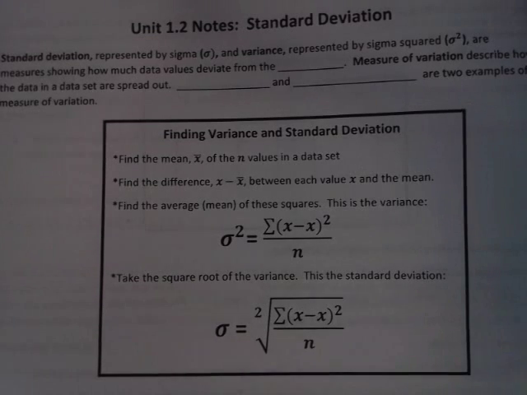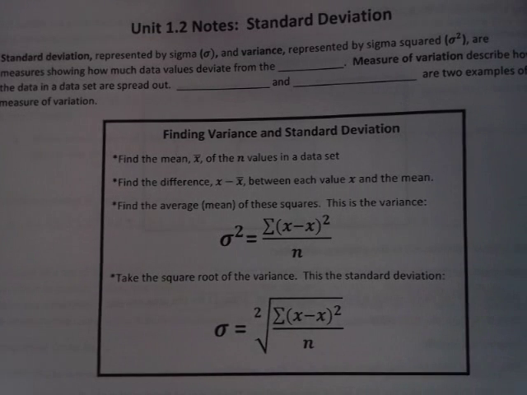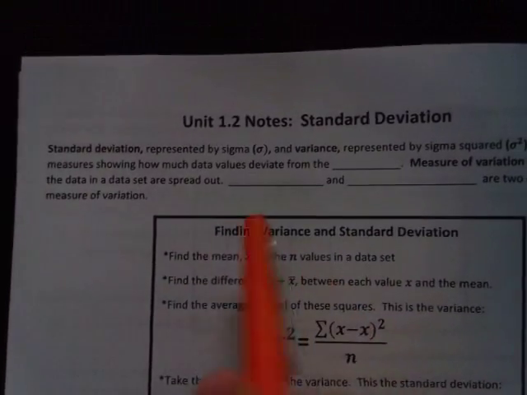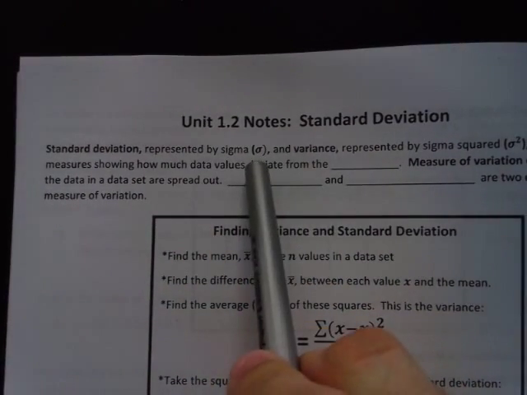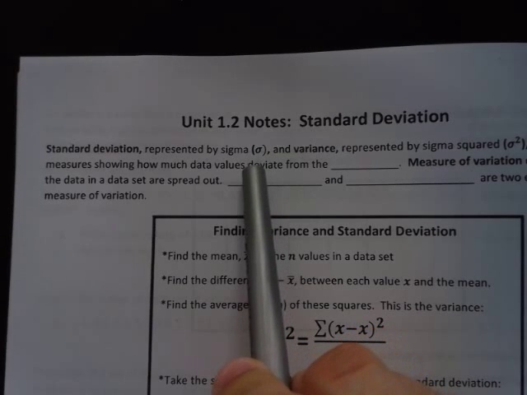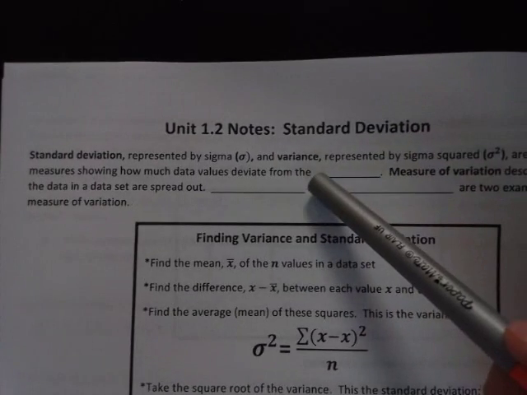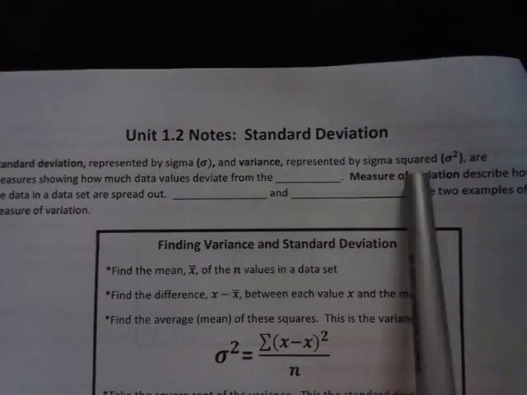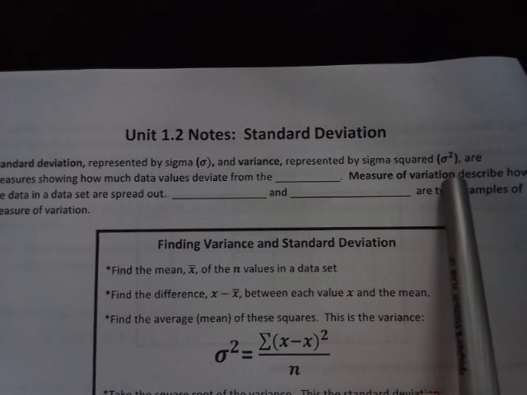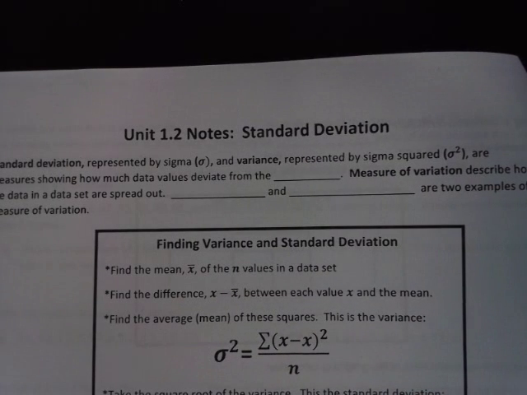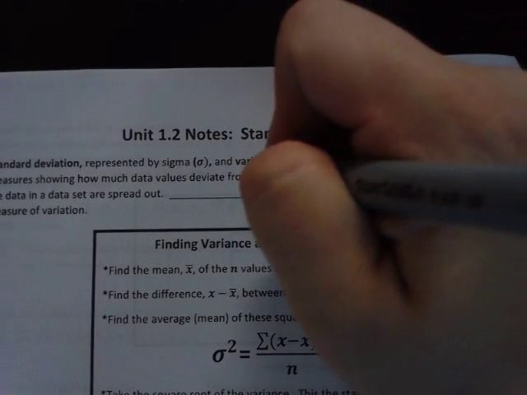Okay, so today we're talking about standard deviation. The symbol for standard deviation is this Greek symbol, sigma. Kind of weird looking. Looks like a pear that's been turned on its side. And then variance. Variance is the standard deviation squared, so sigma squared. These are two measures showing how much data values deviate from the mean, from the average.